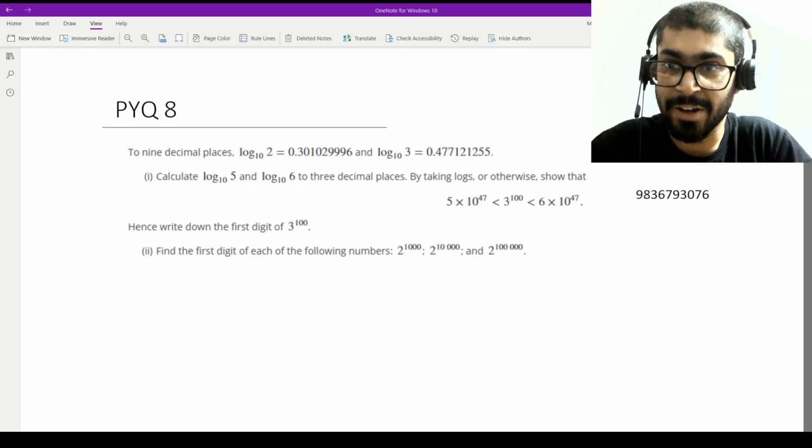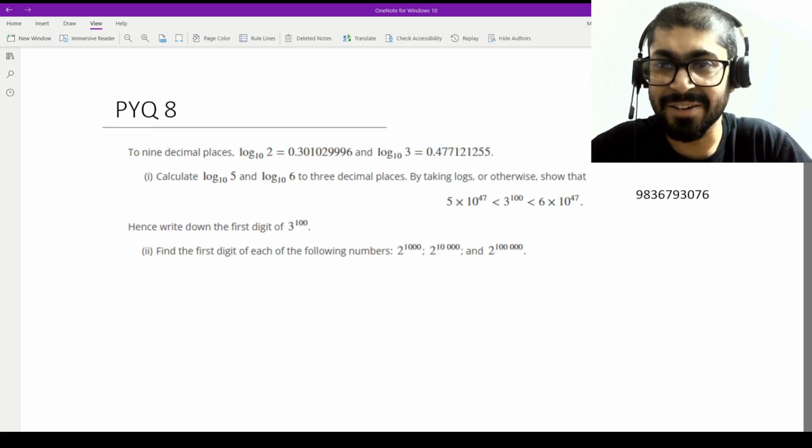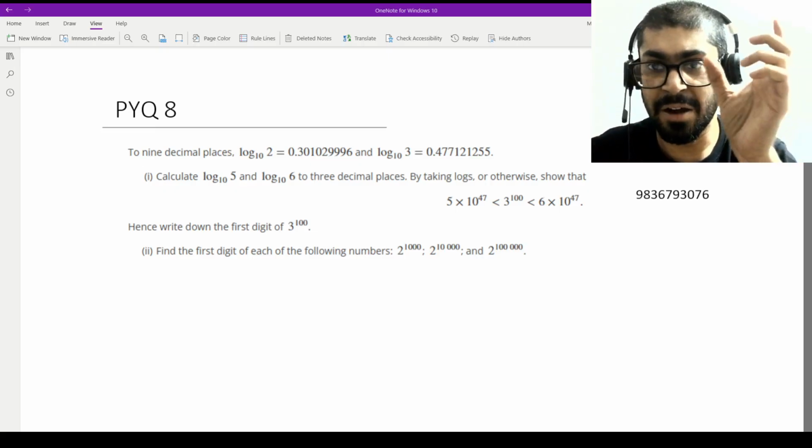Hello everyone. Welcome back to the past year question solutions for the 6th term examination problems. As usual, we are picking questions randomly so that we can at least cover all of the major sections that are used in the syllabus for this exam. In this one we have calculations and logarithm. Logarithmic questions are rare, but it can always appear when you are the one giving the exam. To 9 decimal places log 2 is given and log 3 is given.